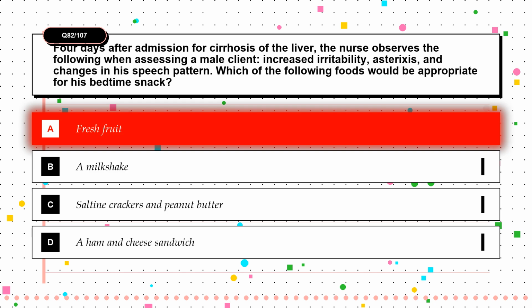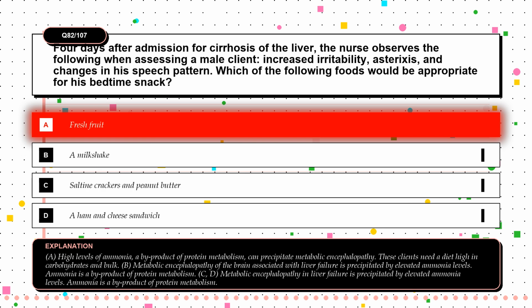The correct answer is option A, fresh fruit. High levels of ammonia, a byproduct of protein metabolism, can precipitate metabolic encephalopathy. These clients need a diet high in carbohydrates and bulk. B. Metabolic encephalopathy of the brain associated with liver failure is precipitated by elevated ammonia levels. Ammonia is a byproduct of protein metabolism.